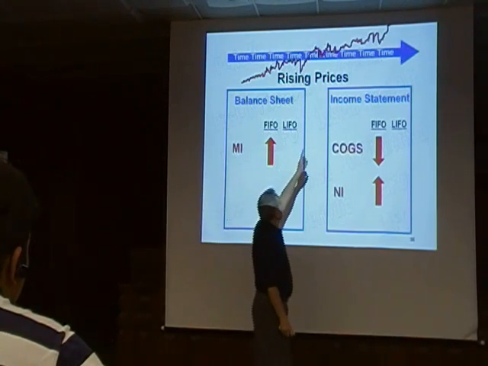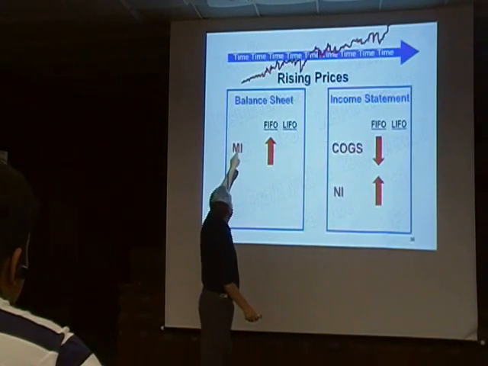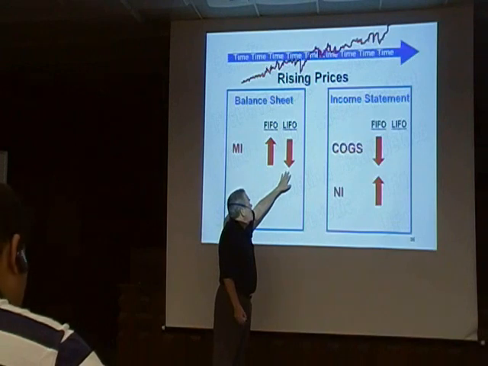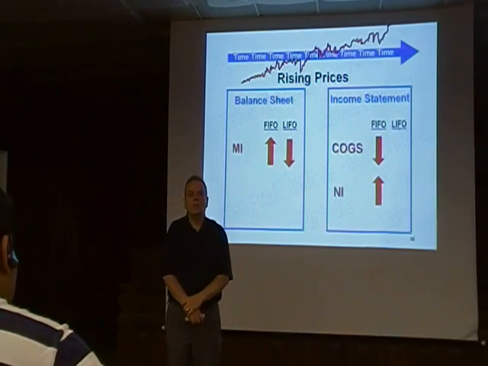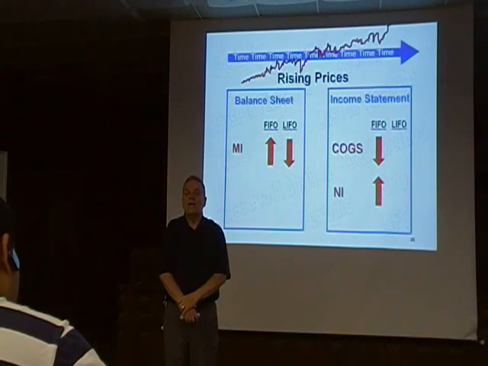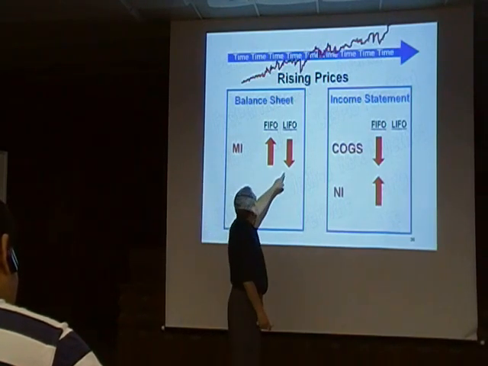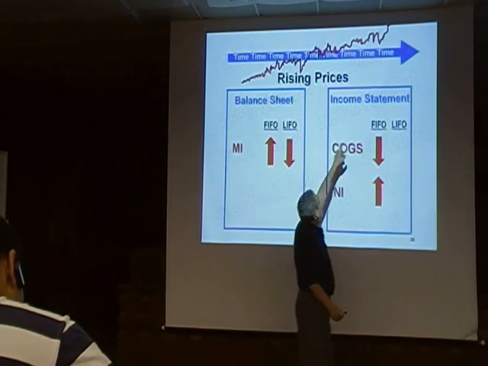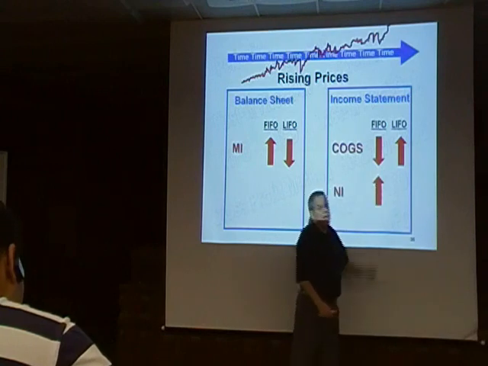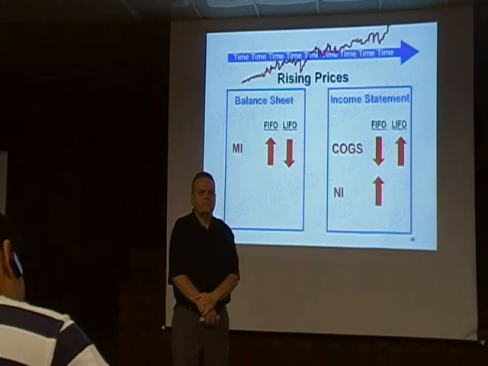LIFO says the latest item goes to cost of goods sold. The old items, the lower priced items, are on the balance sheet as ending inventory. LIFO ending inventory will be smaller than FIFO in a period of rising prices. If inventory is smaller because it came from the first items, then cost of goods sold, the latest items, is going to be higher under LIFO than under FIFO.